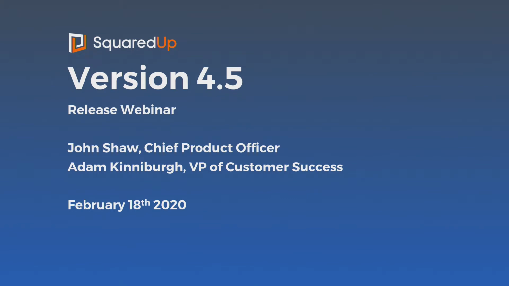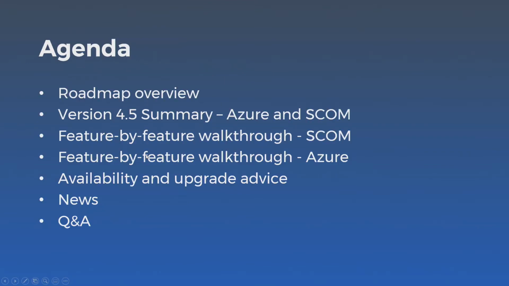Thanks, John. All right, let's get going. So today we're going to talk you through a quick summary of the roadmap, kind of how we got to where we've got to today. Then I'll summarize the features that are in version 4.5. It's in fact two releases we're making simultaneously: SquaredUp for Azure version 4.5 and SquaredUp for SCOM version 4.5. I'll walk you through feature by feature the new capabilities in the SCOM product, and then I'll do the same thing for the Azure product.